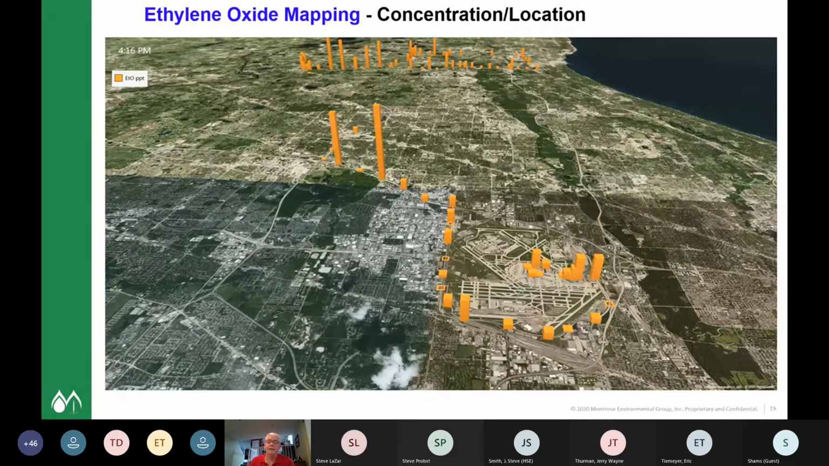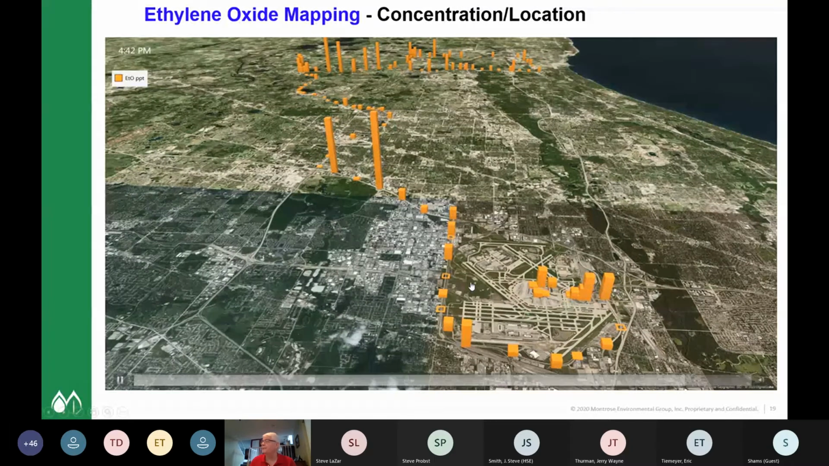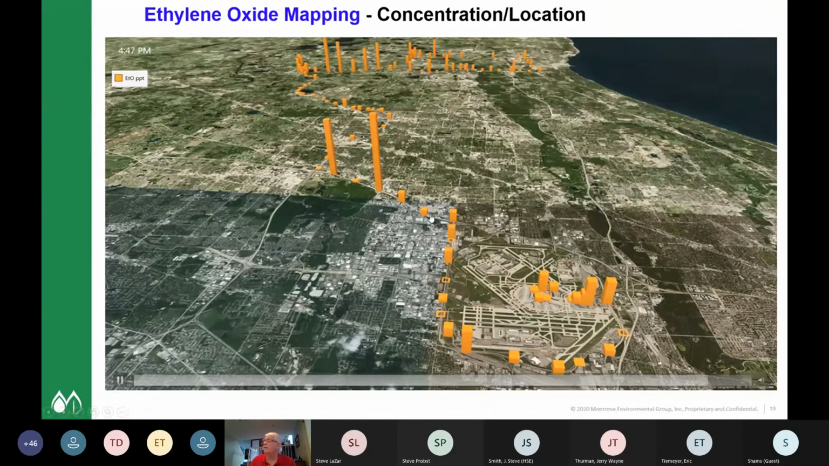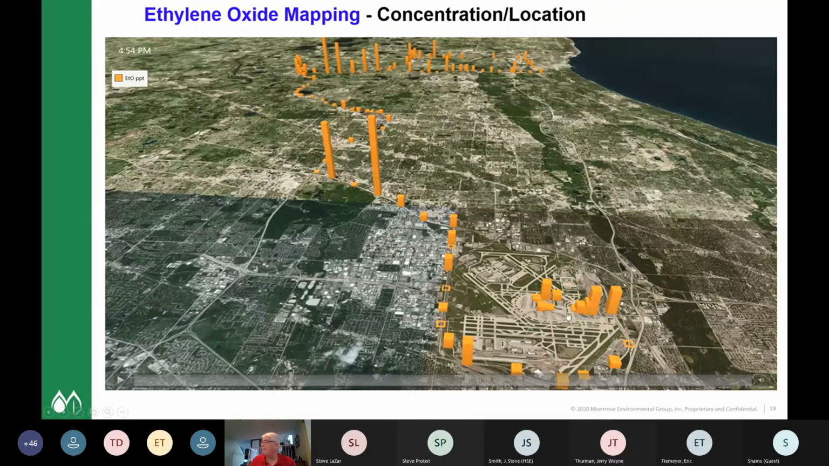Now I cut this data down because this is one of the first times we went through it. So it's a little choppy, but you can see it shows considerable ethylene oxide around the airport. And we'd expect that. This particular area here is a very large interchange, and I can't remember exactly what this one was, but I believe there was a lot of construction equipment here, so we saw a big spike out of that as well.